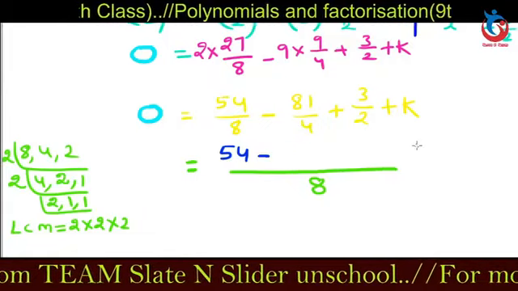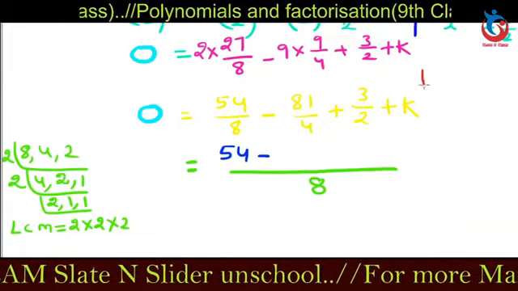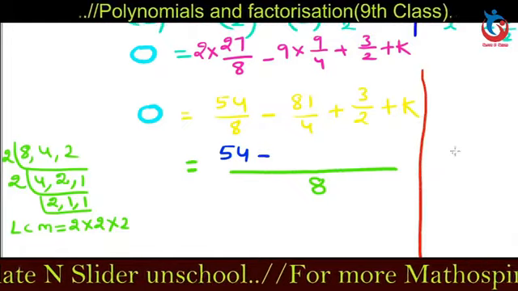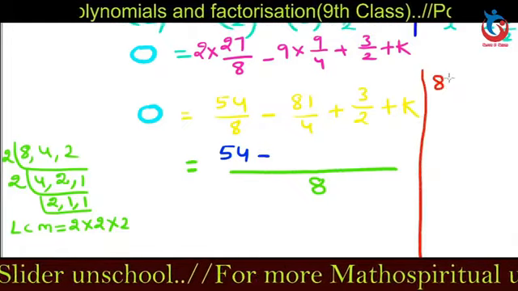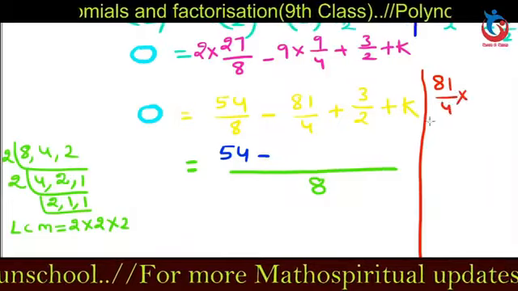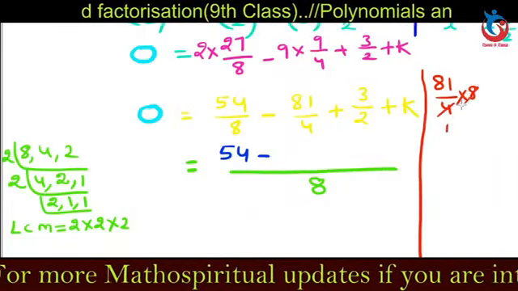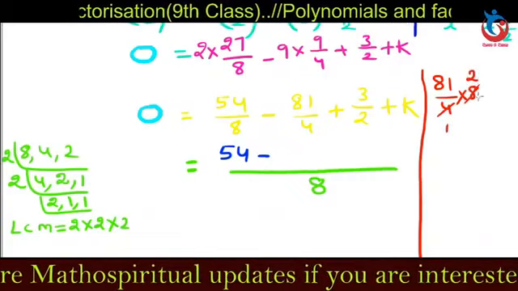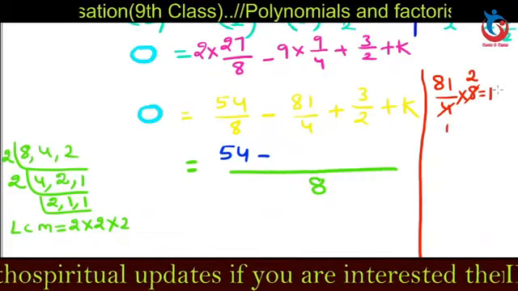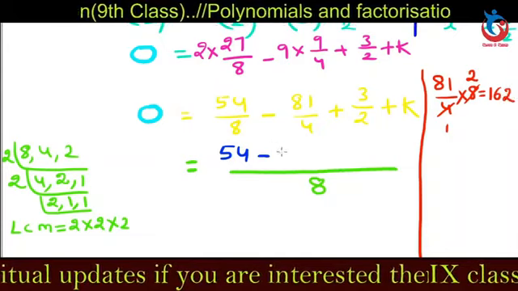That should be written as, just draw a line here. So write 81 by 4 into the LCM, which is 8. So 4 1s are 4, 4 2s are 8. You get 81 into 2, that is 162. Write 162 here.